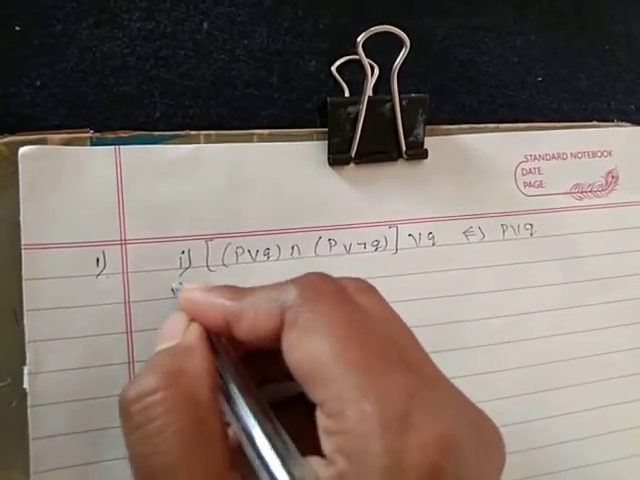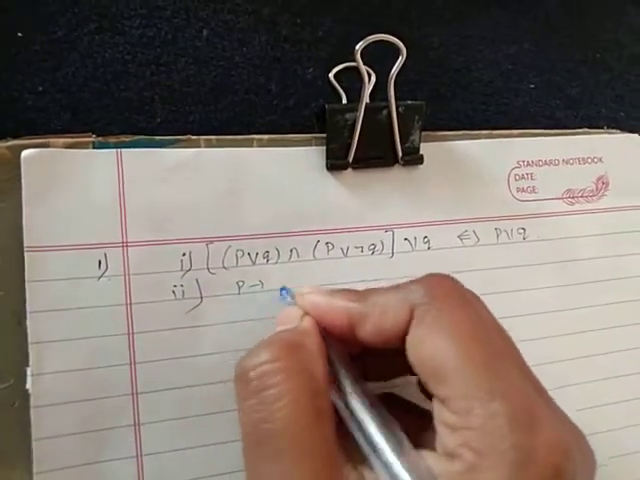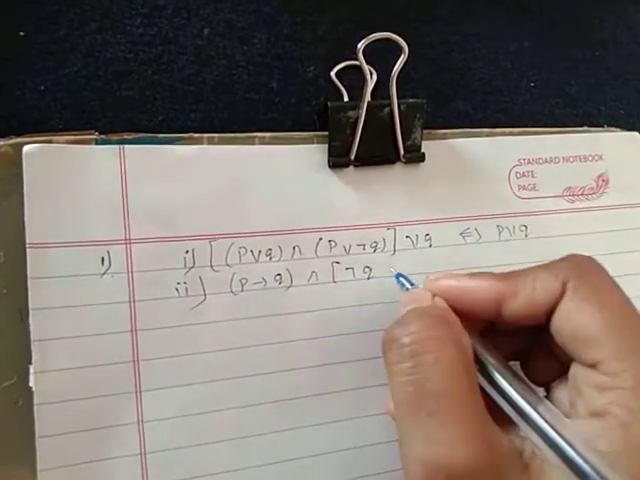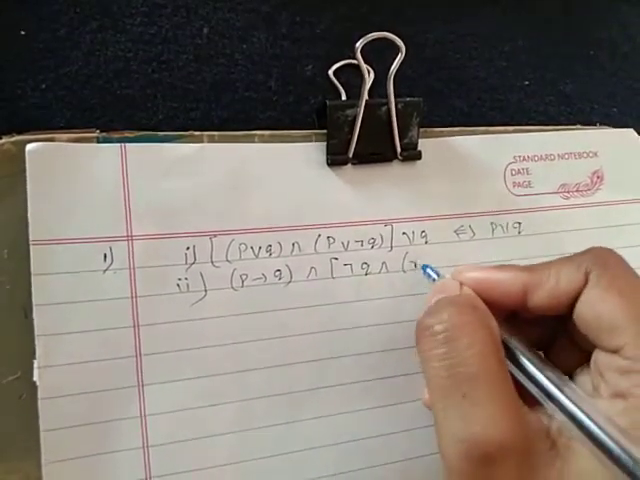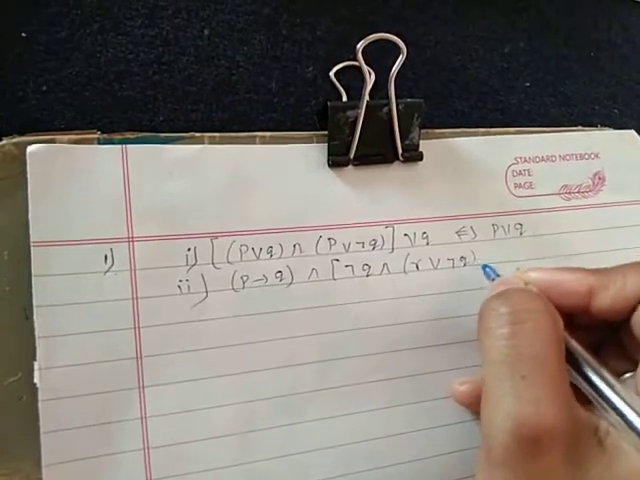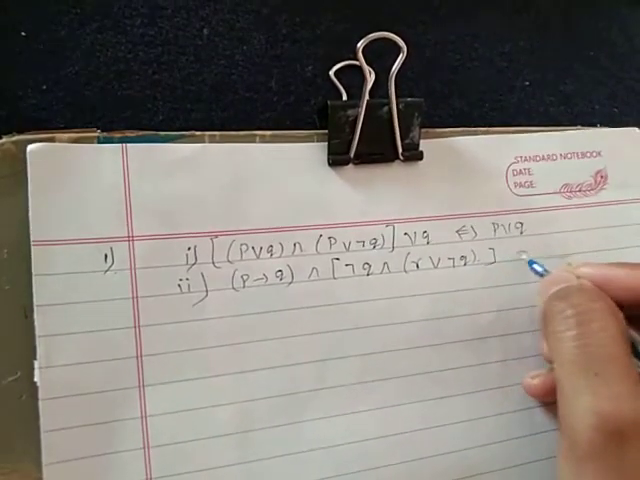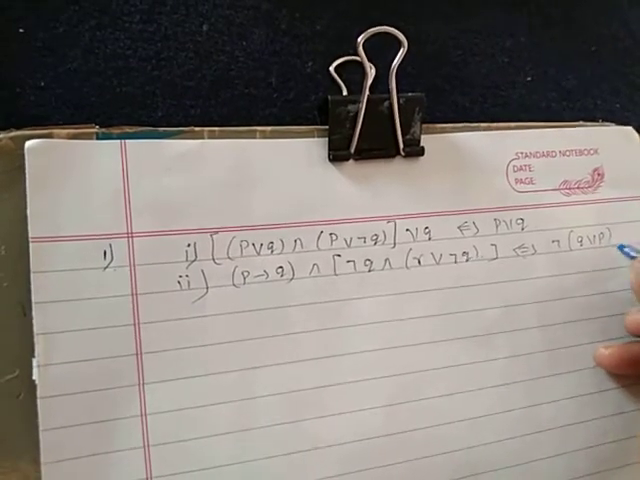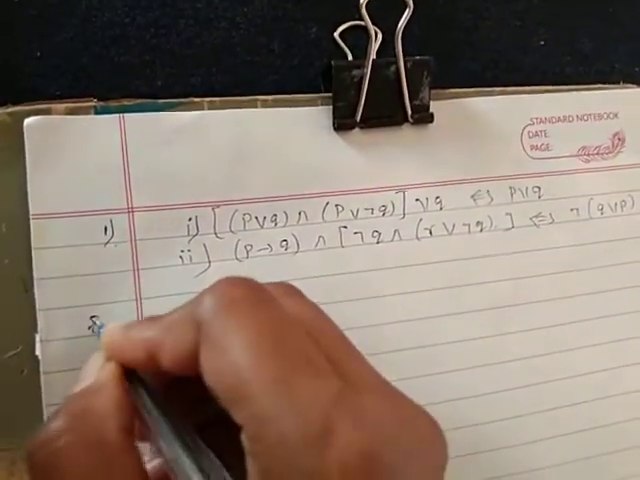The second one is (P implies Q) and negation of Q and (R or negation of Q) is equivalent to negation of (Q or P). So start the first solution.